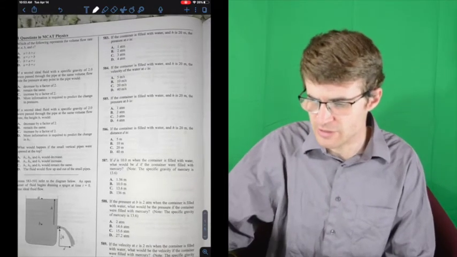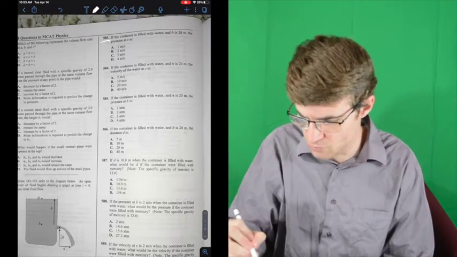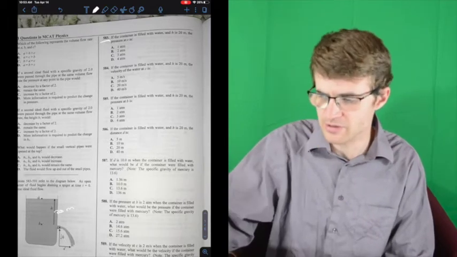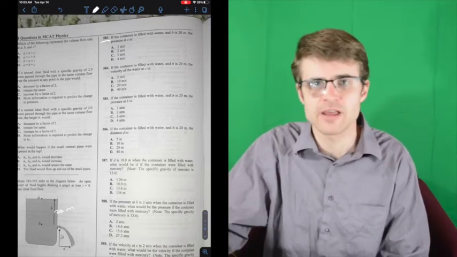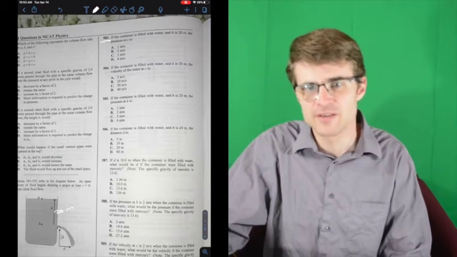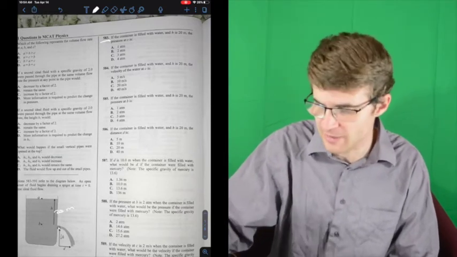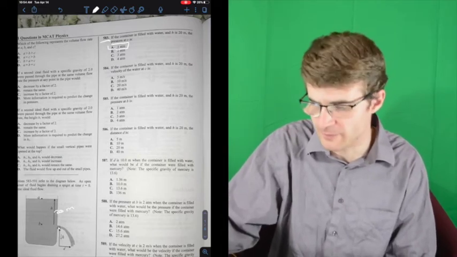So the first question is if the container is filled with water and h is 20 meters, that's tall, 20 meters, then what is the pressure at C? And this is a trick question, because where is C? Is it inside the tank? No, it's right at the edge, and it's open to the atmosphere, so we say 1 atmosphere, and we'd be done with that problem right off the bat.